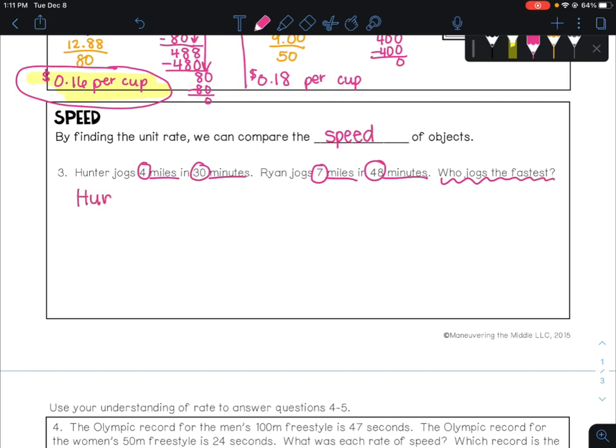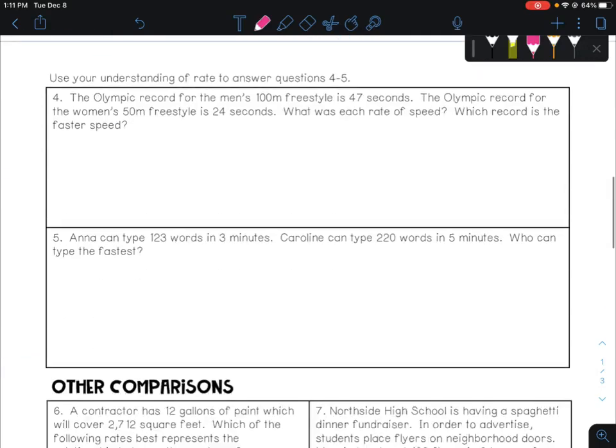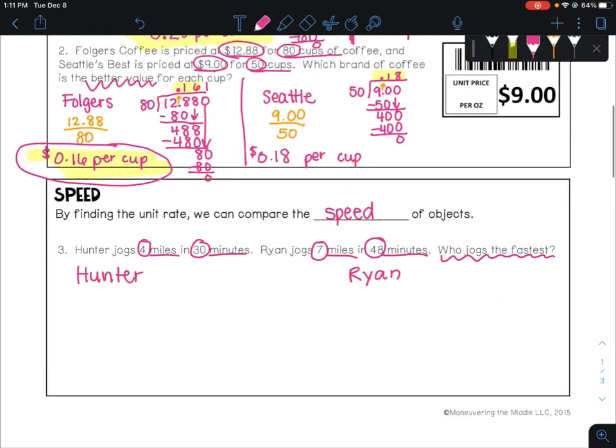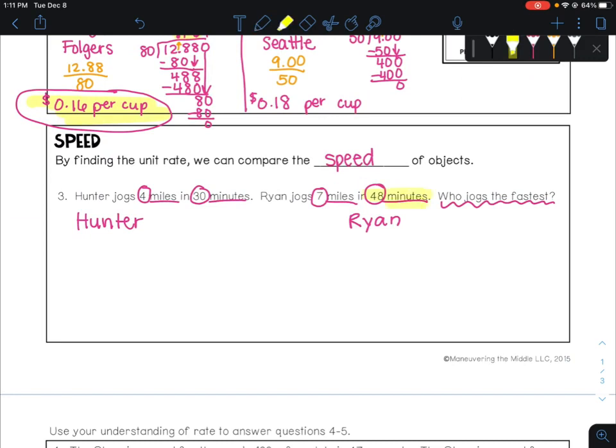So I'm going to make my 2 entries, Hunter and Ryan, like we did above. And I'm going to write those as a rate. And I'll just draw your attention back to our little rule that we had here. Money goes first, time goes second. So in this case, I don't see money, but I do see time. So whenever we have time, that typically goes at the end of the rate as the second number or the bottom number. So for Hunter, it's going to be 4 over 30, because we want 4 miles, 30 minutes. For Ryan, do the same order, the 7 over the 48, because we want the minutes to be on the bottom, to be second.